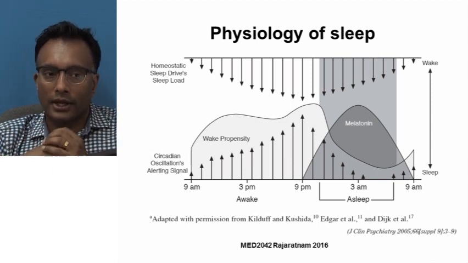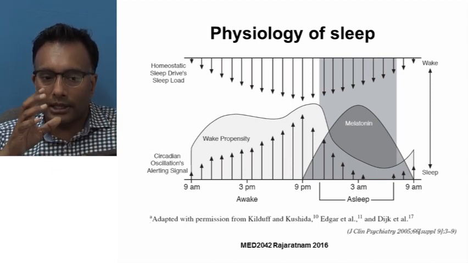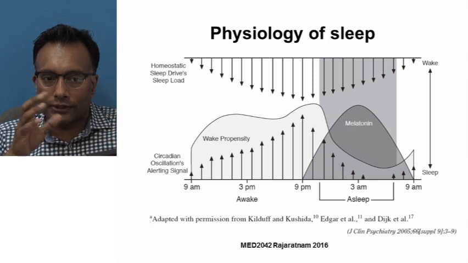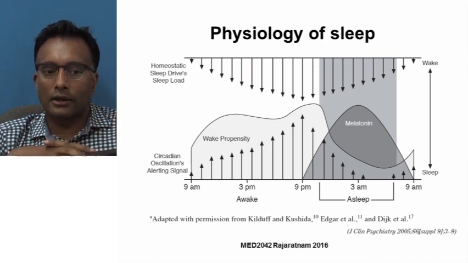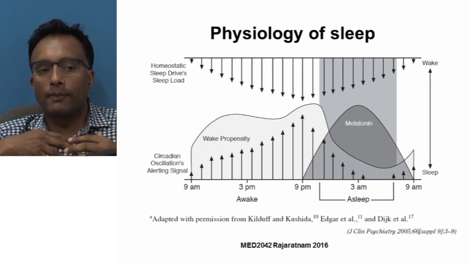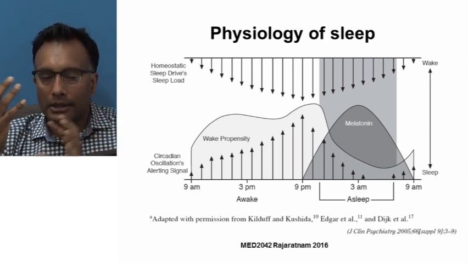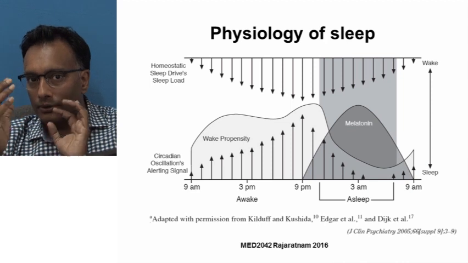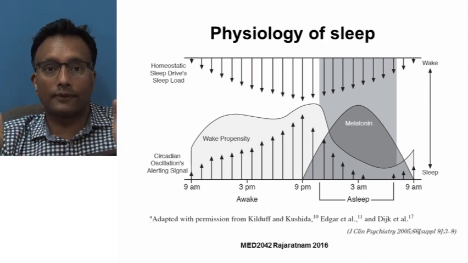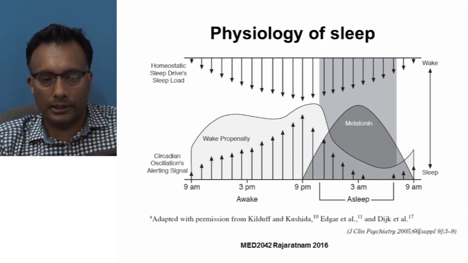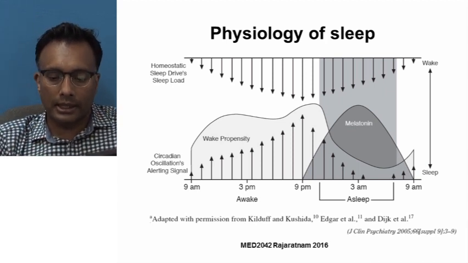So this illustrates, in terms of the physiology of sleep, how we think the two processes of sleep interact with one another, oppose one another, to produce an optimal amount of consolidated sleep during the nighttime, and optimal wakefulness, or quality of wakefulness, during the daytime, in an alert state.